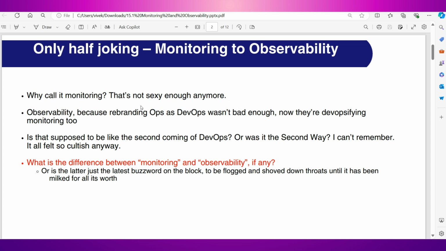So take an example, imagine you have a car. Monitoring is like regularly checking your car's fuel level, oil, and tire pressure to make sure it's running well. So here, monitoring and observability also matter.